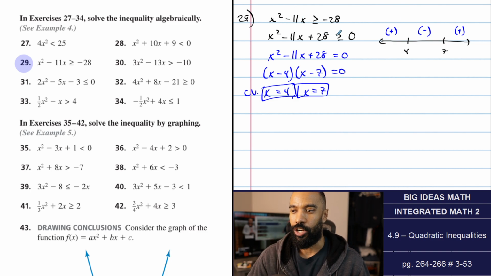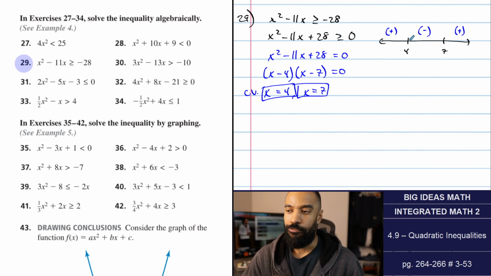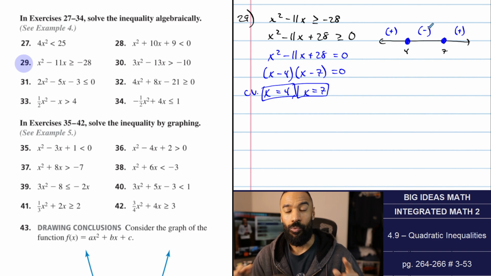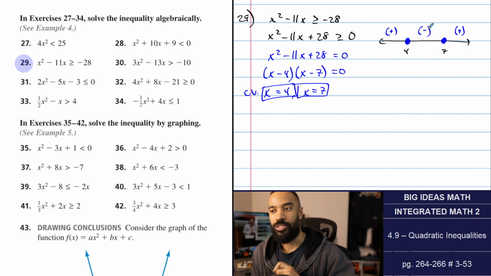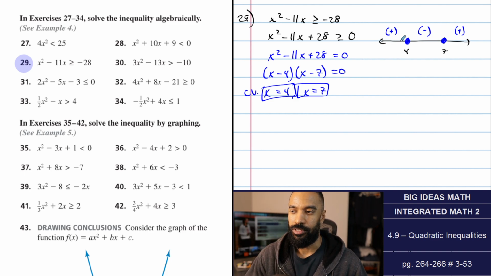I want ones that are greater than or equal to 0. 4 and 7 would give you 0. These are closed circle values. They count. They're included. They work. I want ones that are greater than, that means I want positives. Positive numbers are greater than 0. That's to this side of 4 and to this side of 7.